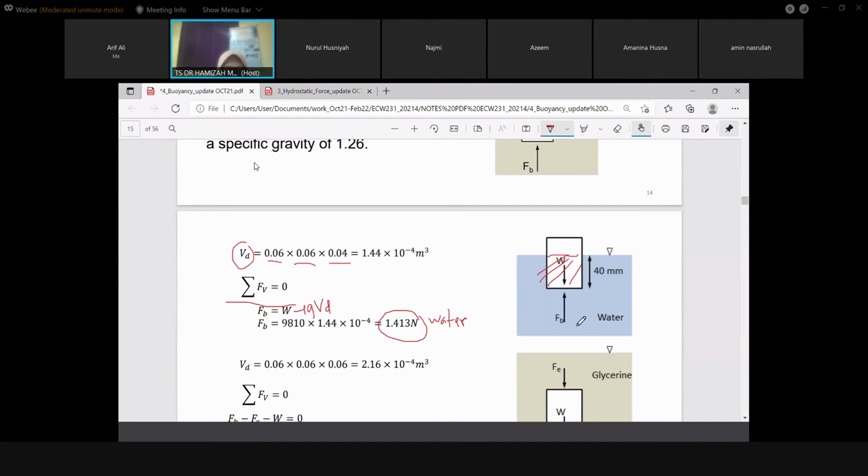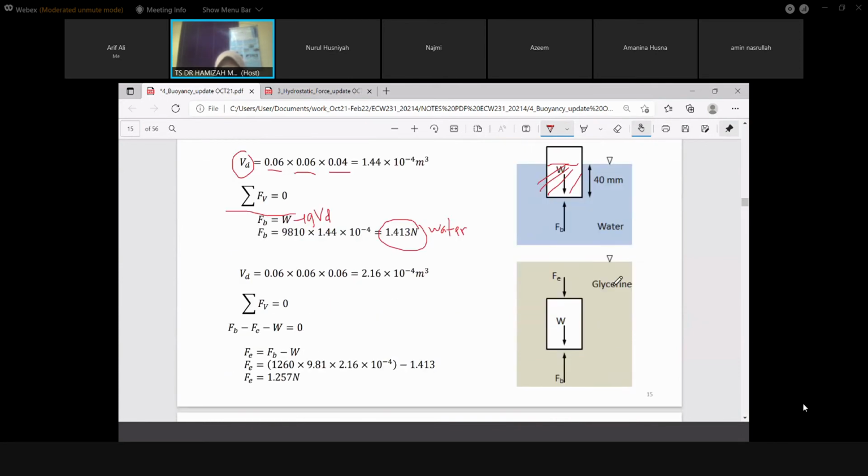Okay, and then we move to glycerin. So you can see glycerin is fully submerged. So that's why the VD is V object, 0.06 darab 0.06 darab 0.6. Okay, and then we make assumption vertical forces is 0.